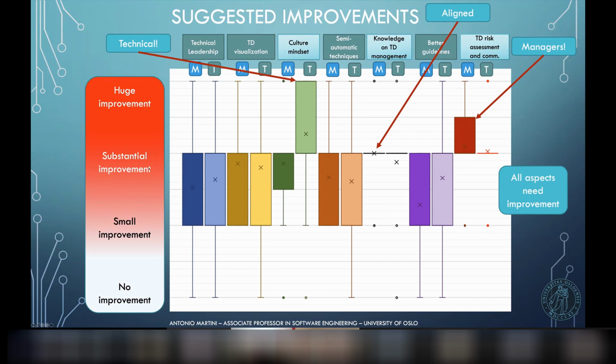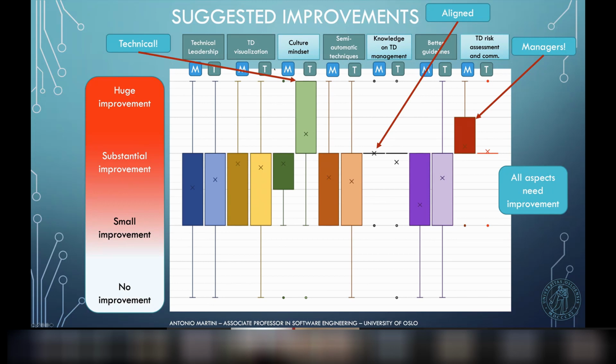And in this example here, which doesn't represent a real one, but it's similar, you can see that all the aspects here, for example, need some improvement, but you can have some winners, meaning that there are aspects that they really needed to be better prioritized and to need better practices.